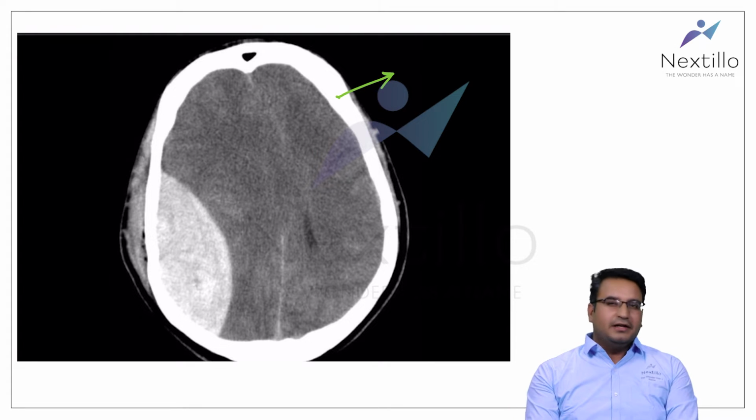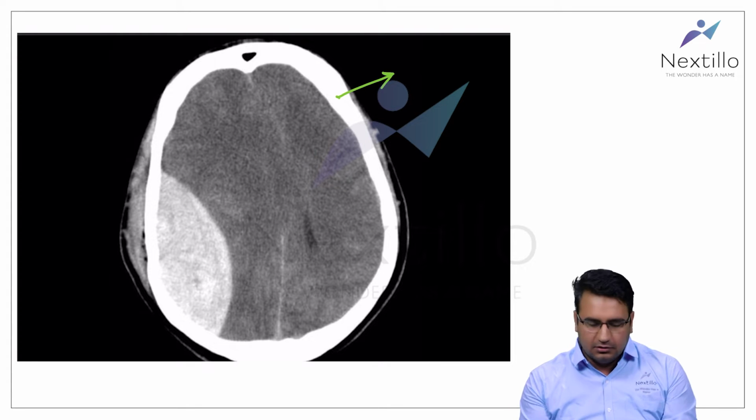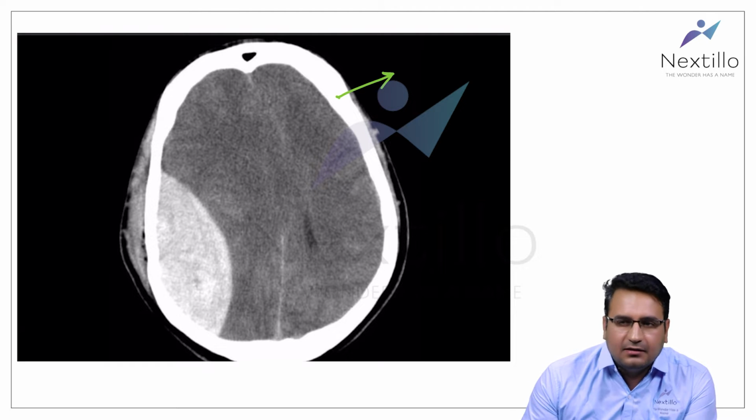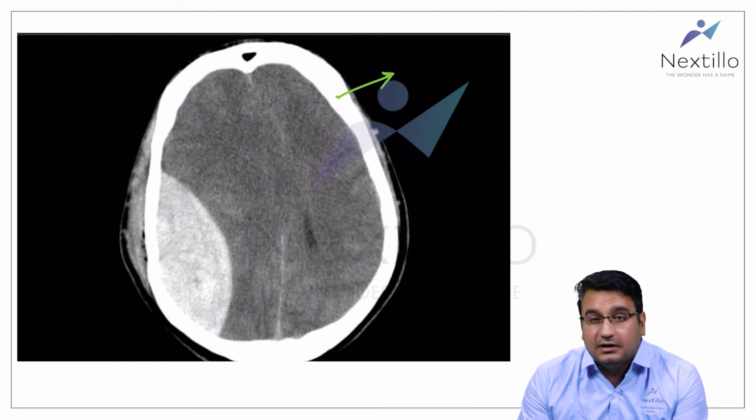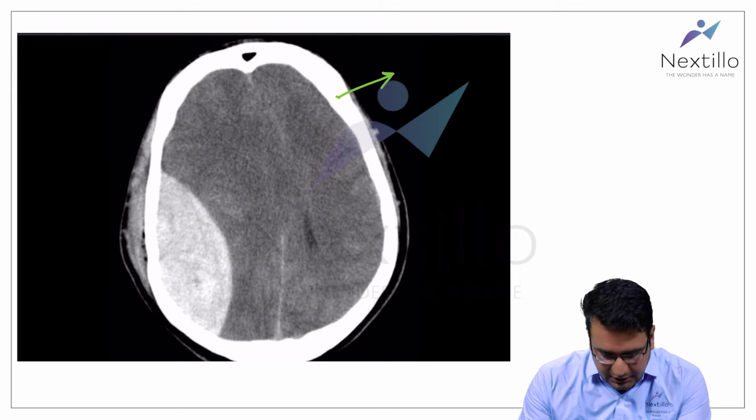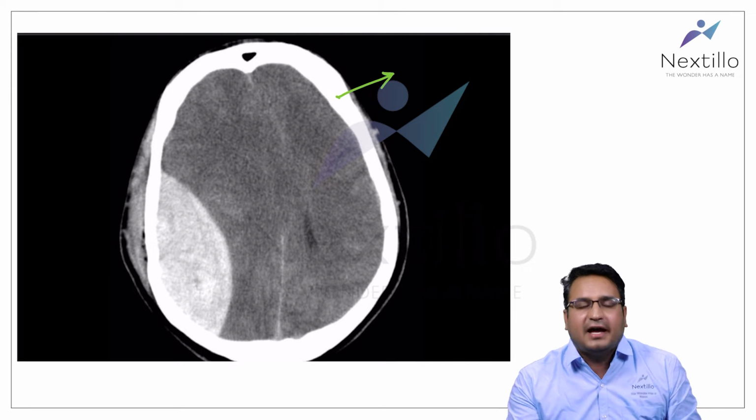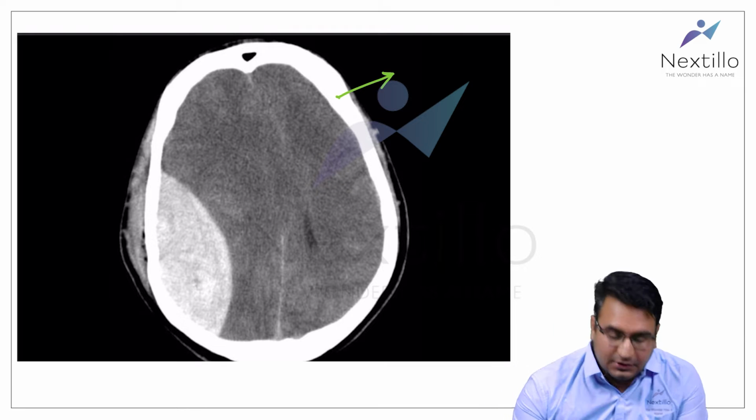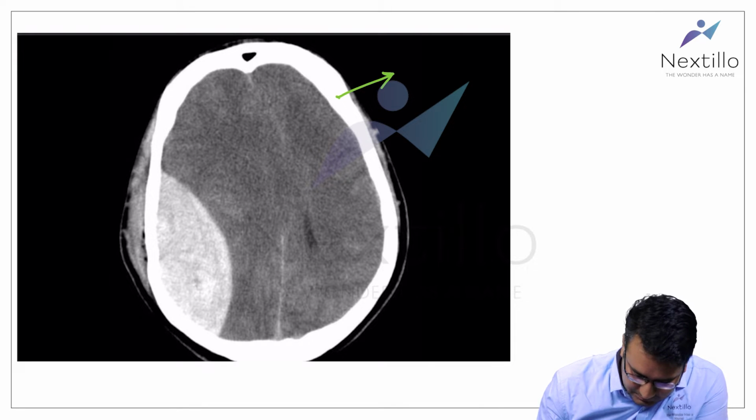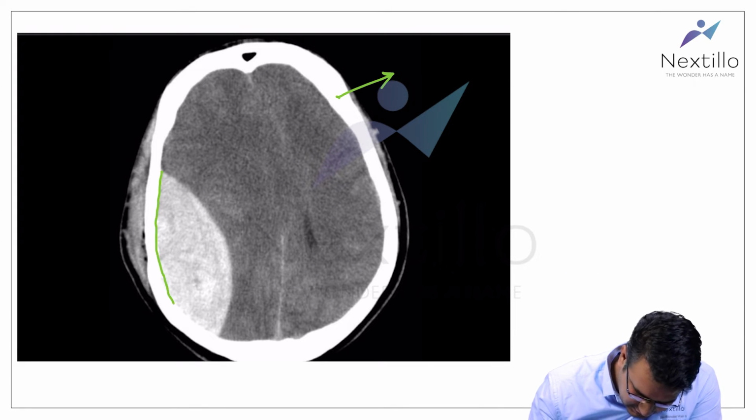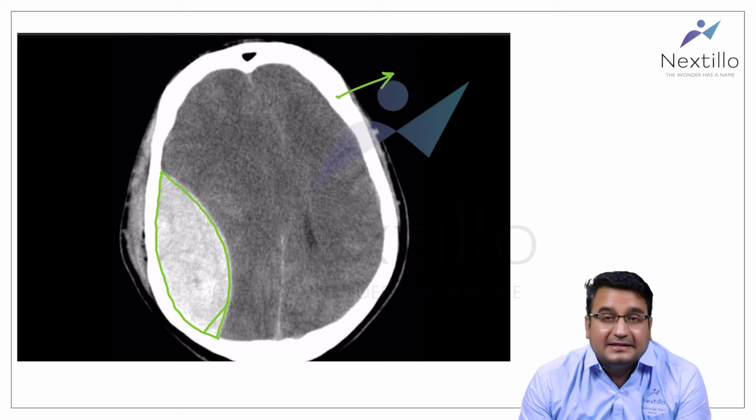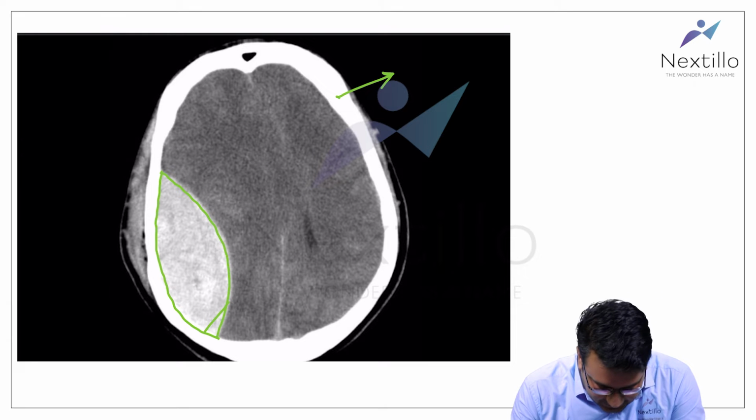Within the history, like a young boy met with a road traffic accident and is unconscious, lucid interval, these kinds of terms will be used. And you are going to get an axial CT image of the brain. Now, what are we able to see? Have a look. We are able to see a lentiform shape, a lentiform hyperdensity, on the right side.